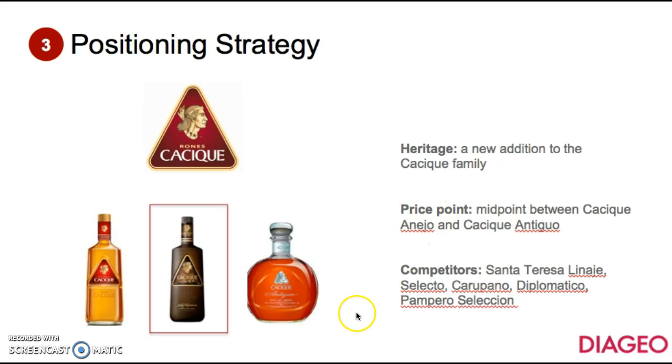Then we need to tackle what the price point is. So it should be in the middle of Cacique Añejo and Cacique Antiguo. Of course, this will vary in each of the markets and their currency, but it must be in the middle range between Cacique Añejo and Cacique Antiguo.